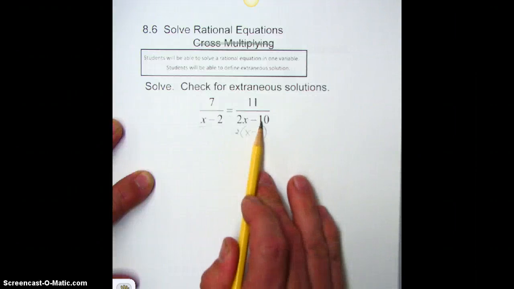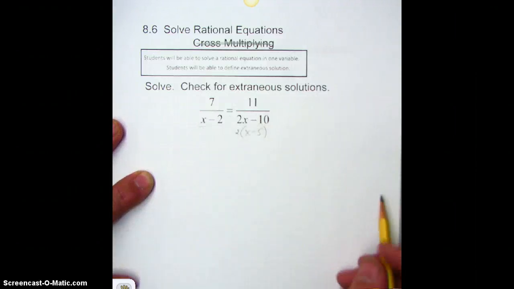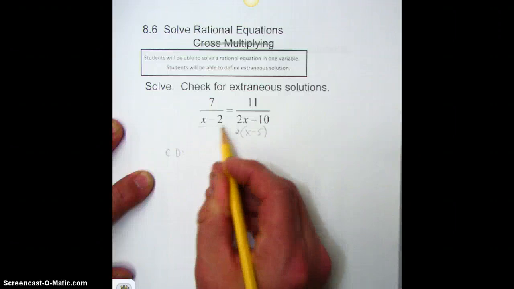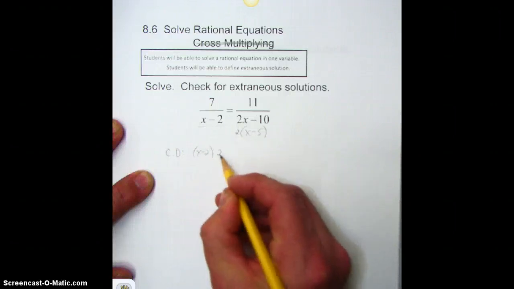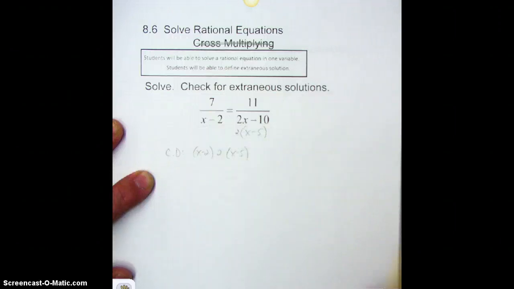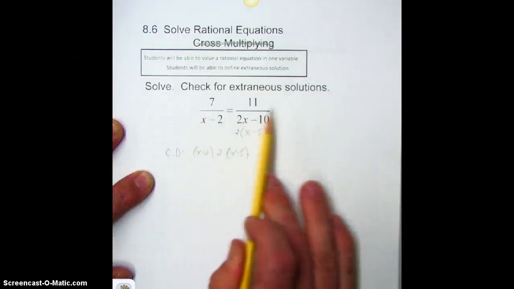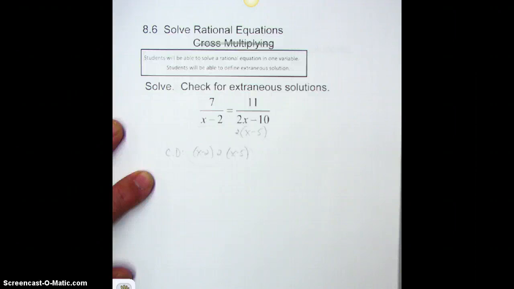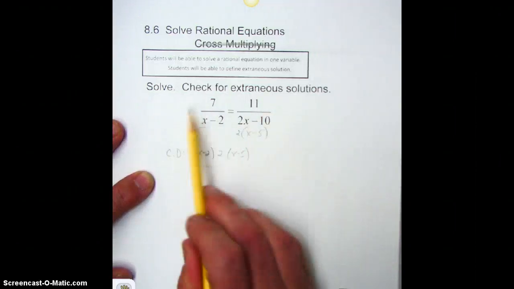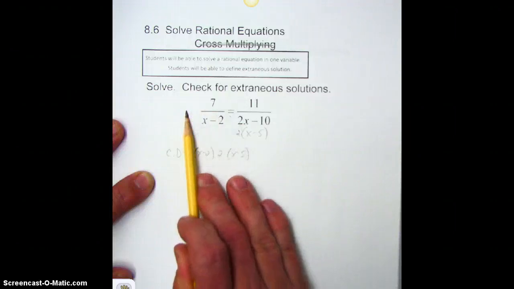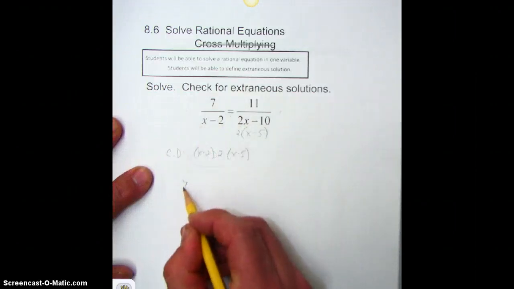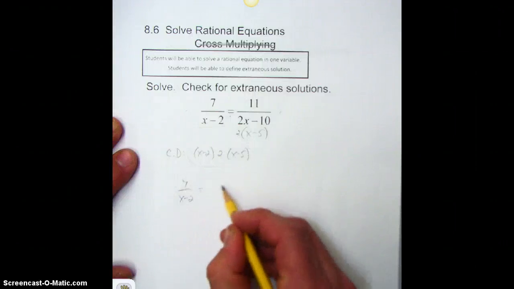In order to get rid of the denominators, you have to multiply by the common denominator. My common denominator in this case is 2, x minus 2, and x minus 5. So if I take this and multiply both sides by that, I should eliminate both denominators. The reason I multiply both sides is because of the equality. What I do to one side, I must do exactly to the other side. So I'm going to take 7 over x minus 2 equals 11 over 2x minus 10.